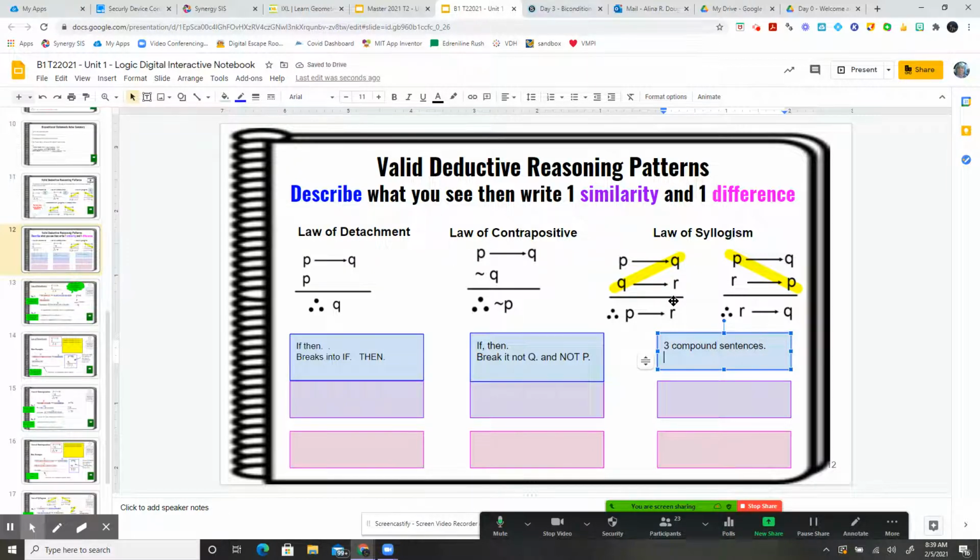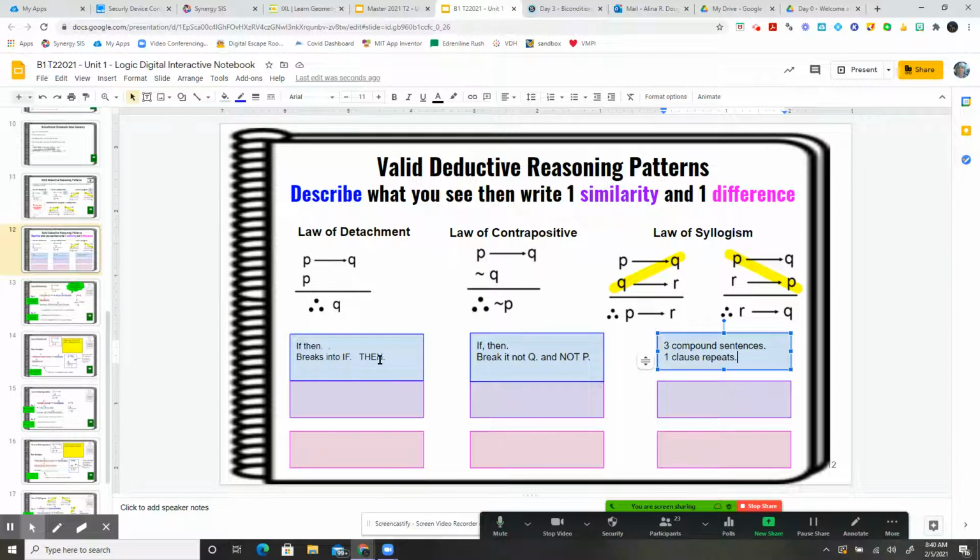And one clause repeats. Okay. So write in what you see that's similar. Next week, when we come back on Tuesday, after we talk about 13, 14, 15, and you've watched the video, we'll talk about similarities and differences.